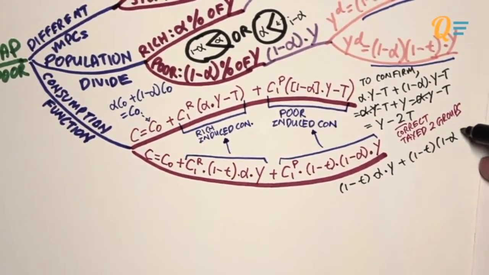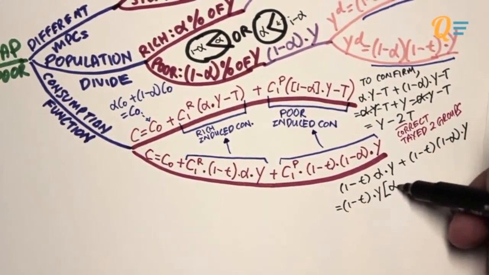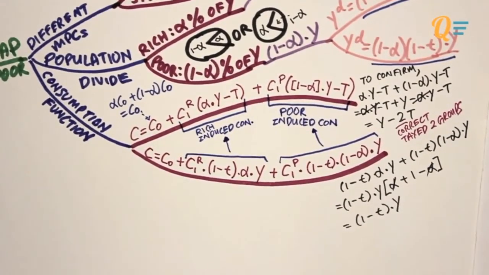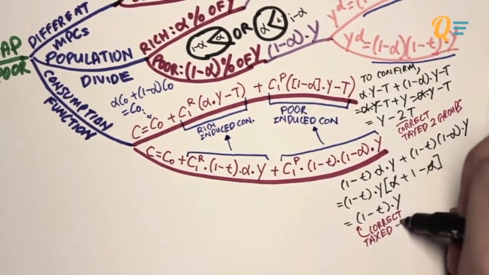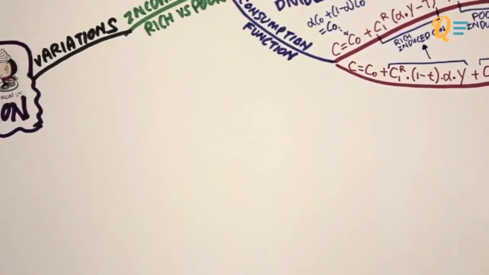I'm going to do the same for my proportional tax. I'm going to add up both the disposable incomes. So what I'm going to get is, as you shall see, Y minus T times Y. So this is correct because the entire economy will be taxed a proportion of their total income.